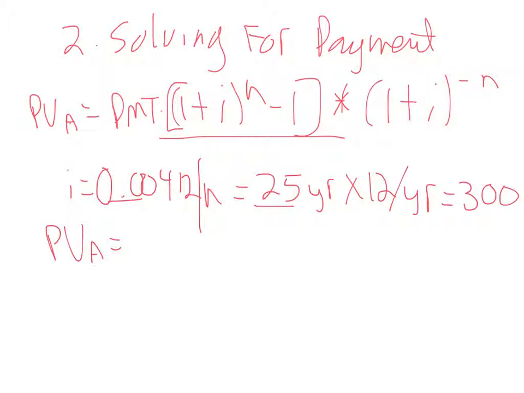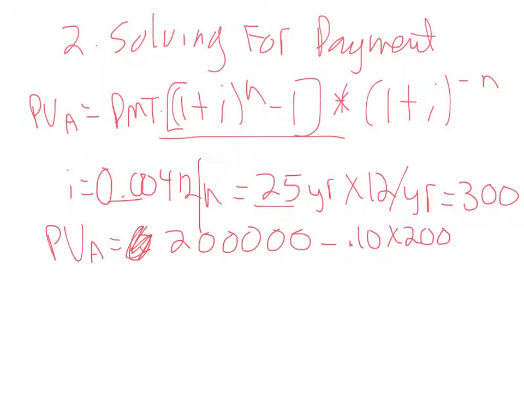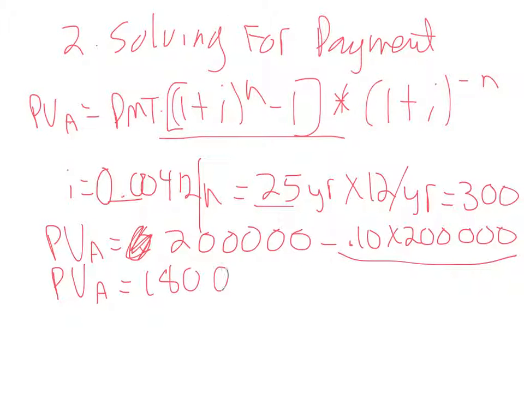Remember we put 10% down? So our present value of our annuity is the $200,000 purchase price minus 10% of 200,000. Well, 10% of 200,000 is obviously 20,000. 200,000 minus 20,000 is 180,000. So we're going to borrow $180,000 from the bank.